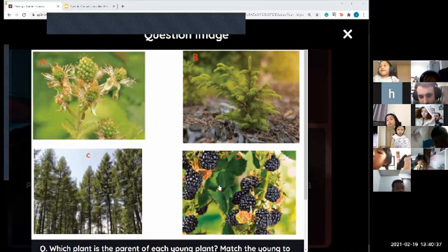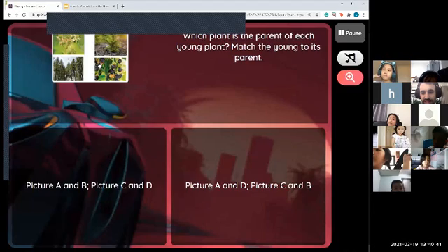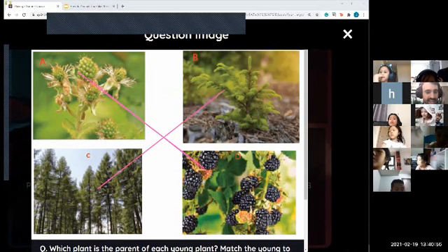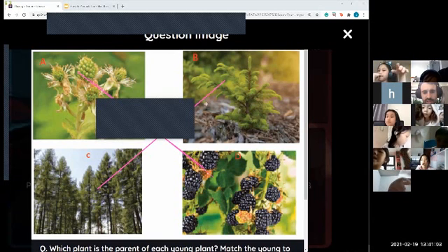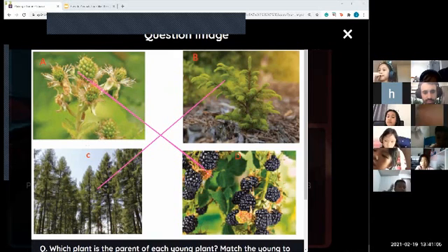Okay, let's look at the other option. We have A and D and picture C and B. So A and D and C and B. Did I get this one correct? Yes or no? 3, 2, 1. Did Mr. Connor get it correct? Yes.